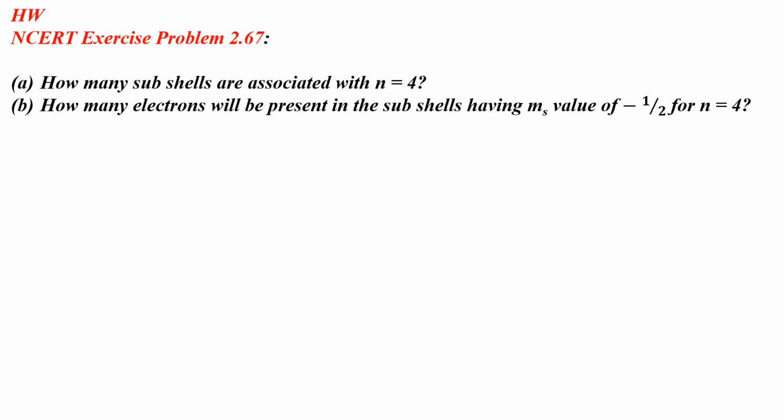I want you to do exercise problem 2.67 as your homework. How many subshells are associated with n equal to 4? So you are supposed to find out the possible values of L corresponding to the fourth shell. What is the second question? How many electrons will be present in the subshells having a spin value of minus half for n equal to 4? Calculate the number of electrons with the spin value ms equal to minus half which are present in the fourth shell. Do this problem as we did in the previous problem. So thank you for listening.